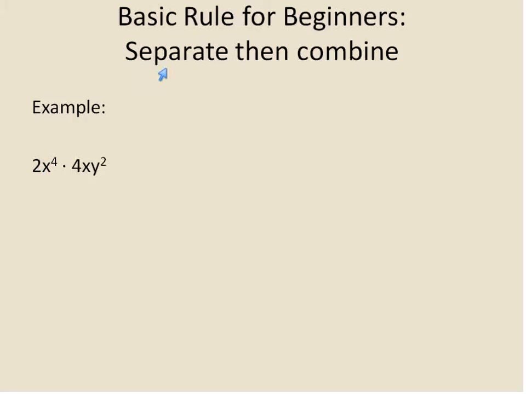So what we're going to do is just basic rules for beginners on this. We're going to separate all of them and then combine them. And so let's look at what is 2x to the power of 4. Well, that means 2 times x times x times x times x, x times itself 4 times. And then 4xy squared is 4 times x times y times y.